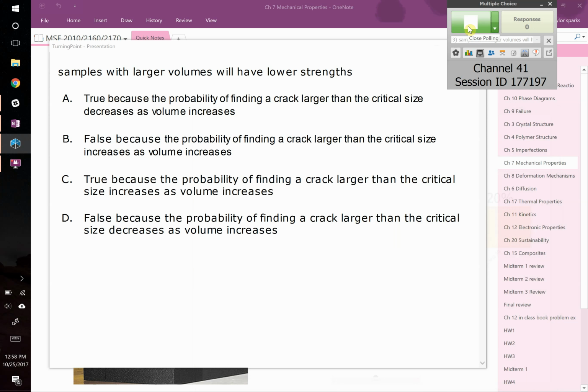And then the last question for the reading quiz is, samples with larger volumes will have lower strengths. A, true because the probability of finding a crack larger than the critical size decreases as volume increases. B, false because the probability of finding a crack larger than the critical size increases as volume increases. C, true because the probability of finding a crack larger than the critical size increases as volume increases. Or D, false because the probability of finding a crack larger than the critical size decreases as volume increases.